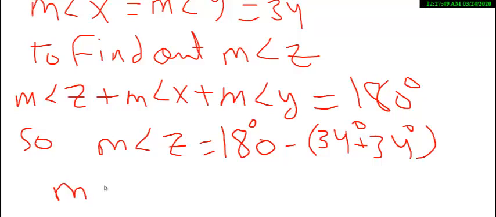So the measure of angle Z, which is required, equals, I'm going to use my calculator to find the value, 180 minus 34 multiplied by 2. So the result will be 112, and this will be the final result of this example. I hope you understood what we've been through.